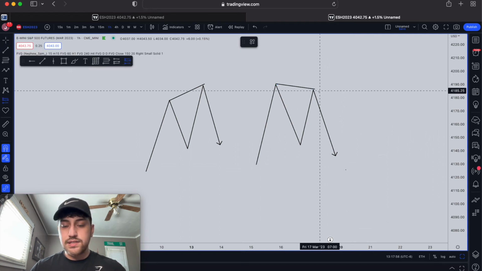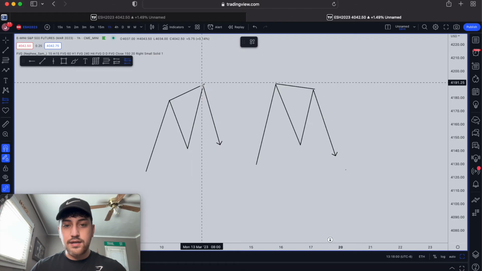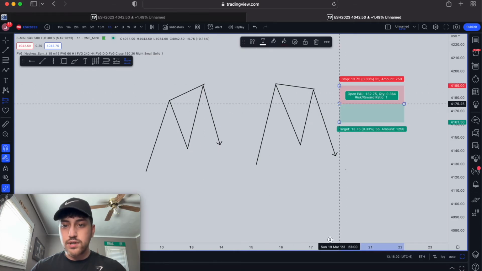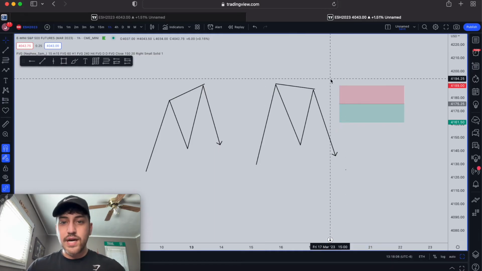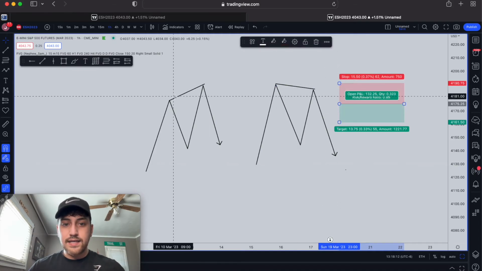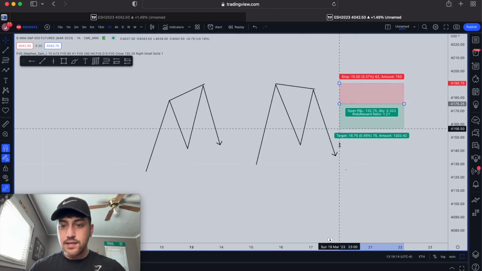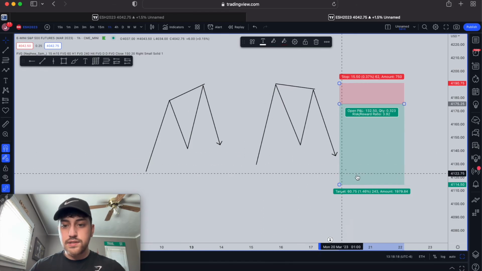You go in here, you see if there's displacement lower. Is ES breaking structure right here? If it is, then go ahead and just short NASDAQ. If it is truly bearish, if your higher time frame bias is bearish, then you can go ahead and short and place your stop above the most recent swing high, or the high that ES took and NASDAQ didn't. And then you would target your TPs, TP1, TP2, etc.